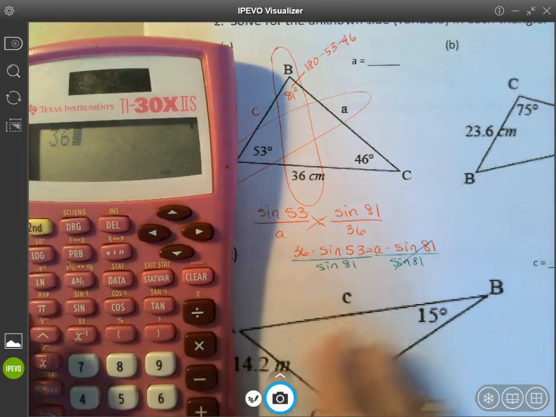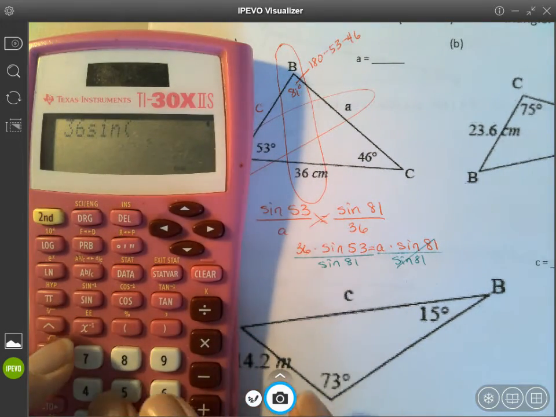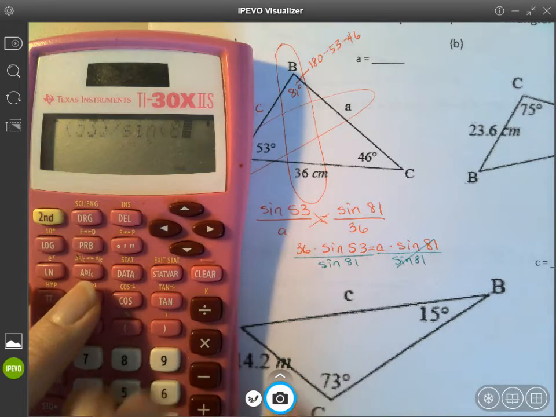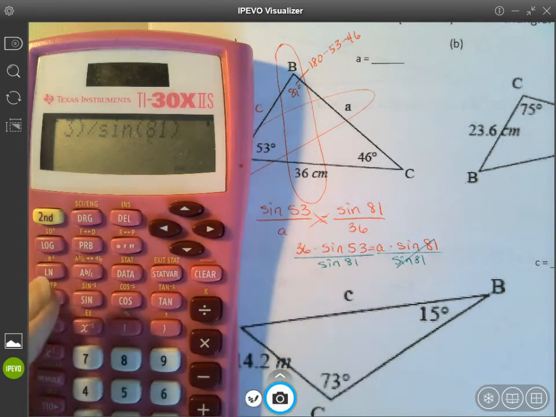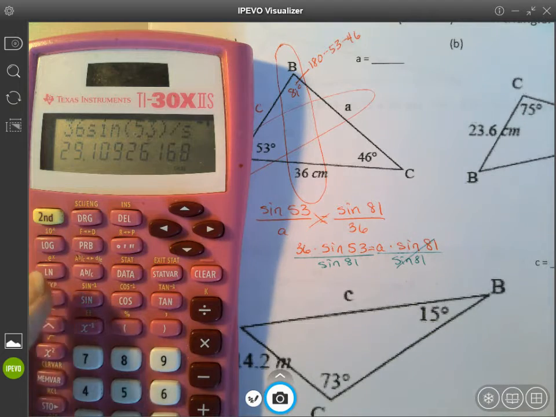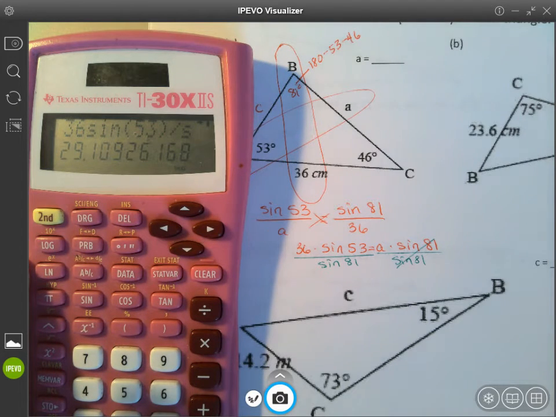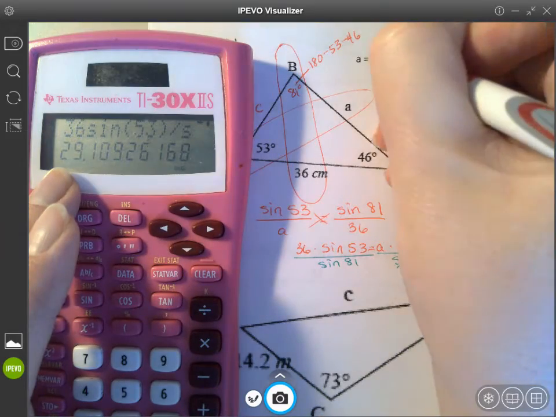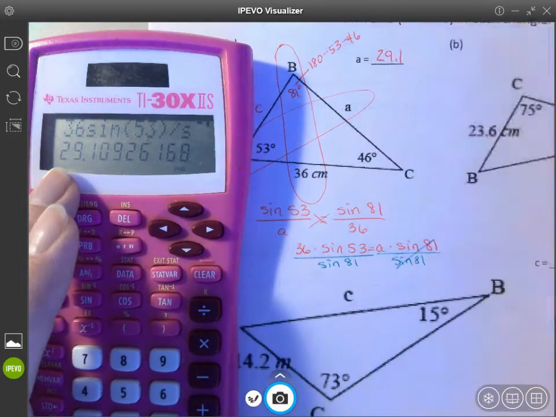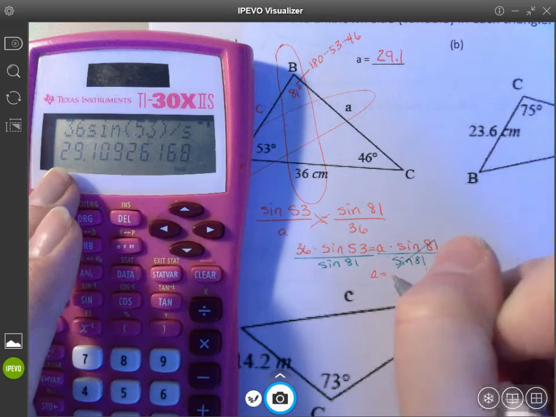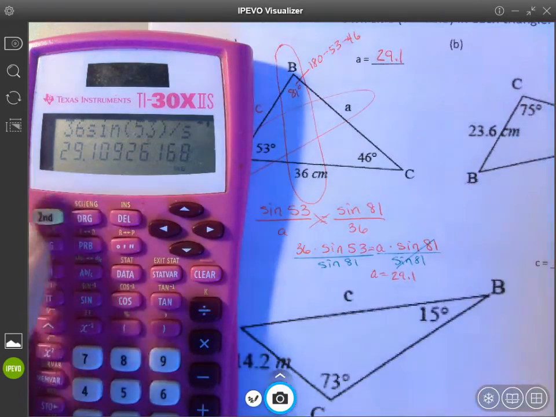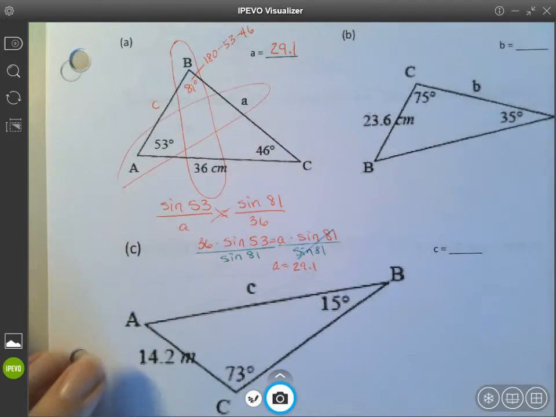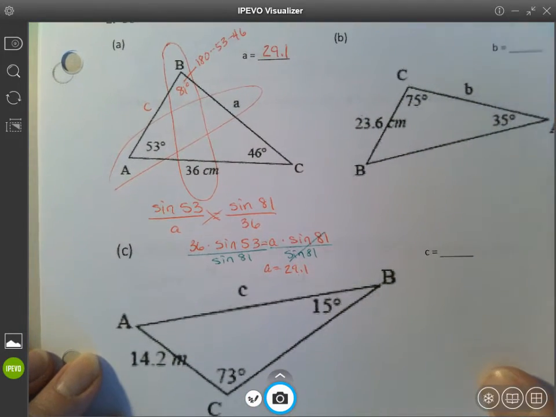So 36 times sine 53, close those parentheses, divided by sine 81, close those parentheses. Let's go ahead and round to the nearest tenth. Let's just stick with that. So this would be 29.1 because it doesn't tell us what to round to. Okay, so you have 2 more problems. You can probably show work down here and then off to the side on the front. Okay, go ahead and flip it over.